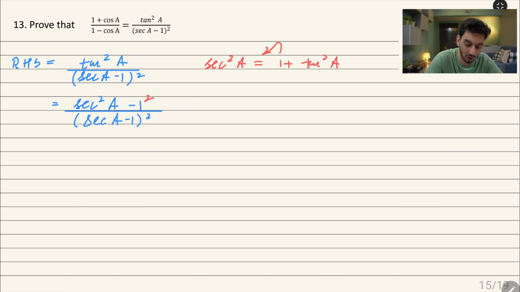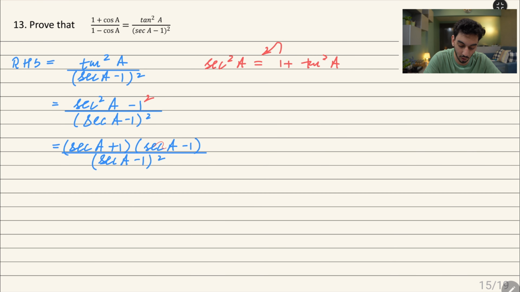Now this one is actually sec square A minus 1 squared, and we can see it is a difference of squares, so it can be written as A square minus B square equal to A plus B into A minus B. So this becomes sec A plus 1 into sec A minus 1, and my denominator is sec A minus 1 the whole square. Now I can get rid of one of the sec A minus 1 from the numerator and one of them from the denominator, and I am left with sec A plus 1 upon sec A minus 1.